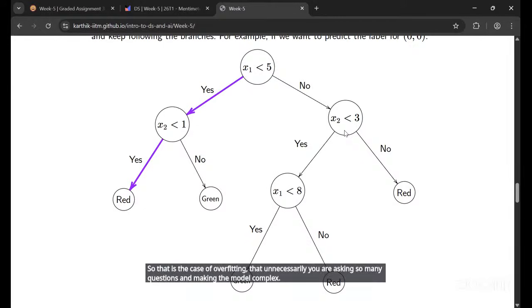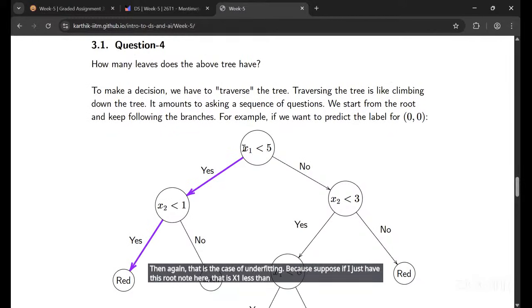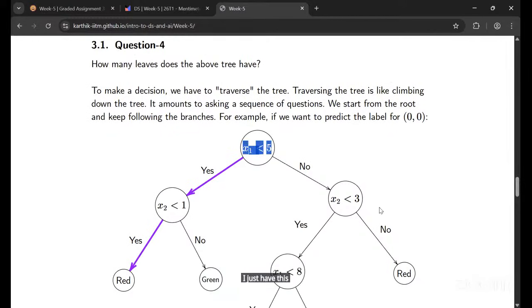And at the same time, if I keep my depth very small, like just one or two, where I'm asking just one simple question, then again, that is the case of underfitting. Suppose I just have this root node here, that is x1 less than 5, okay? I just have this and I cut everything off, right? All these questions just go away. So I just have one question, x1 less than 5. Yes, no, and here I have a red and here I have a green. Okay, so just one question with a red and a green.